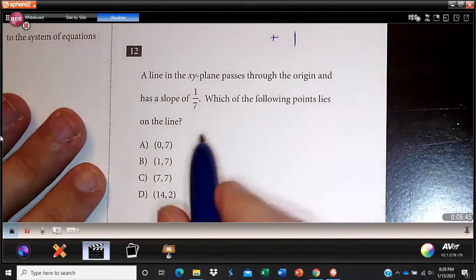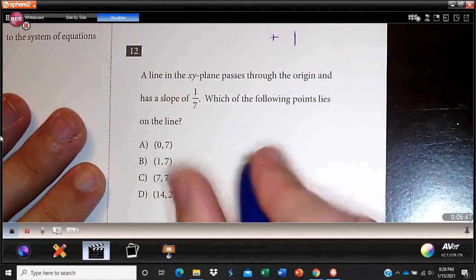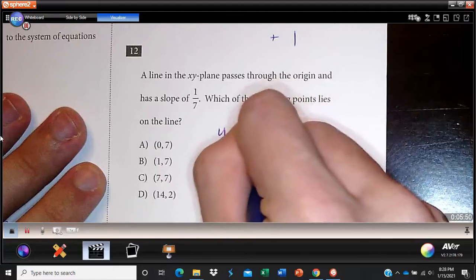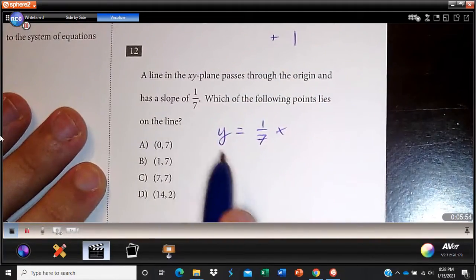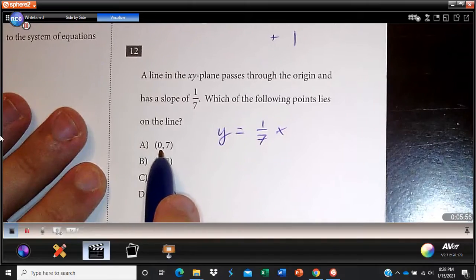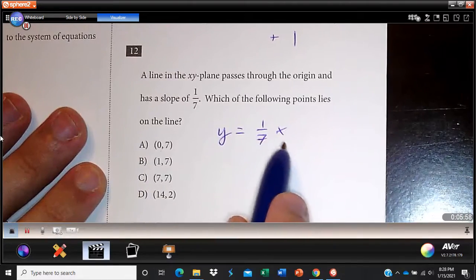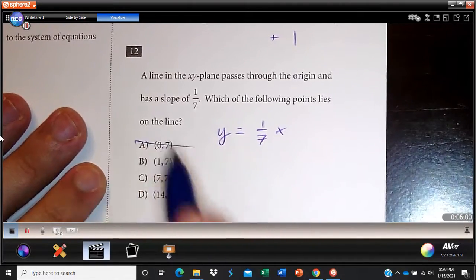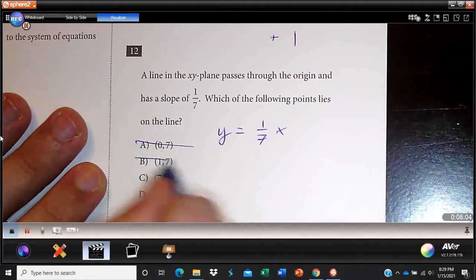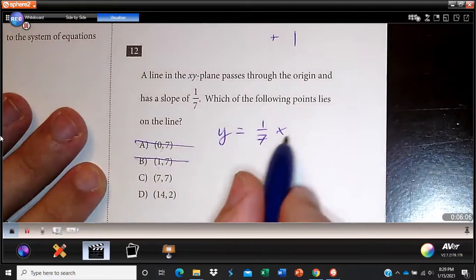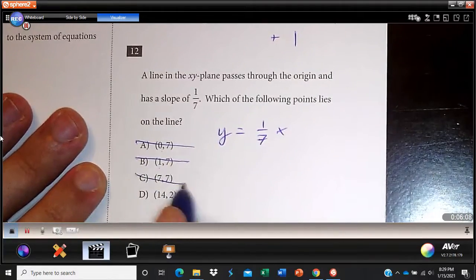12, a line passes through the origin and has a slope of 1/7, so it's going to be 1/7 x, so that's the equation. Which of the following points lies on the line? Okay, so when x equals 0, that's not going to work. When x is equal to 1, you get 1/7, that's not 7. When x is equal to 7, I would get 1, not 7, so that doesn't work.